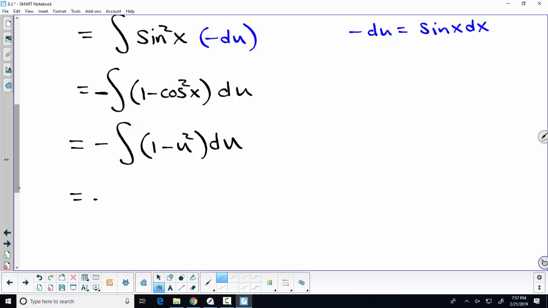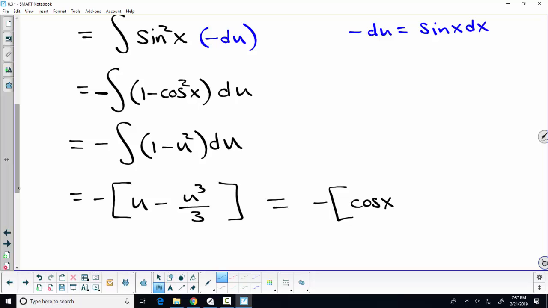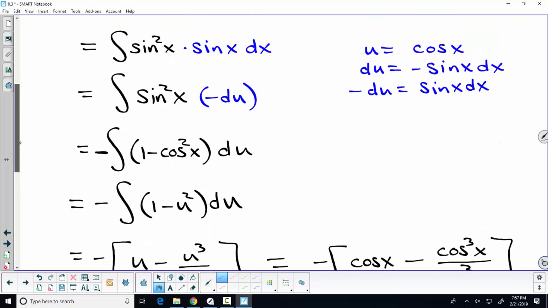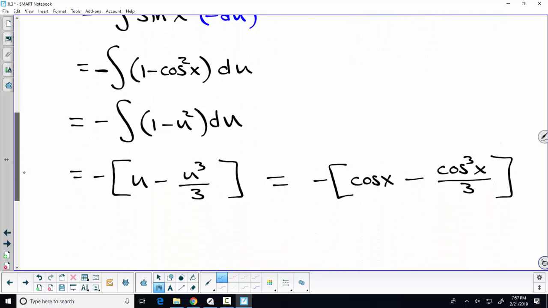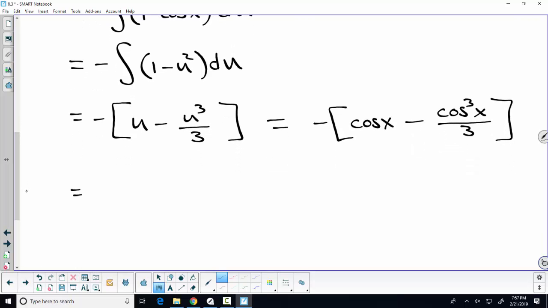And then we're just integrating powers of u with respect to u. So we have u minus u cubed over 3 plus our constant. And u was what? Cosine. That's pretty much it, once we've gotten the u substitution. Yeah, plus our c.